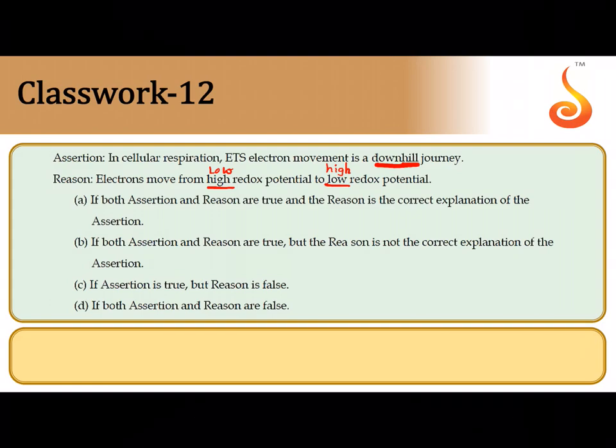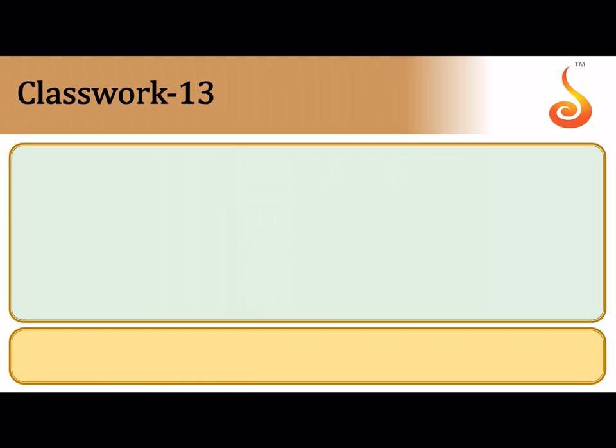So always remember, electron flow is happening not from high to low redox potential. It's happening from low redox potential to high redox potential. Low redox potential means greater tendency to give away electrons. High redox potential means greater tendency to keep electrons with them. So the assertion is true, but the reason is false in this particular case.